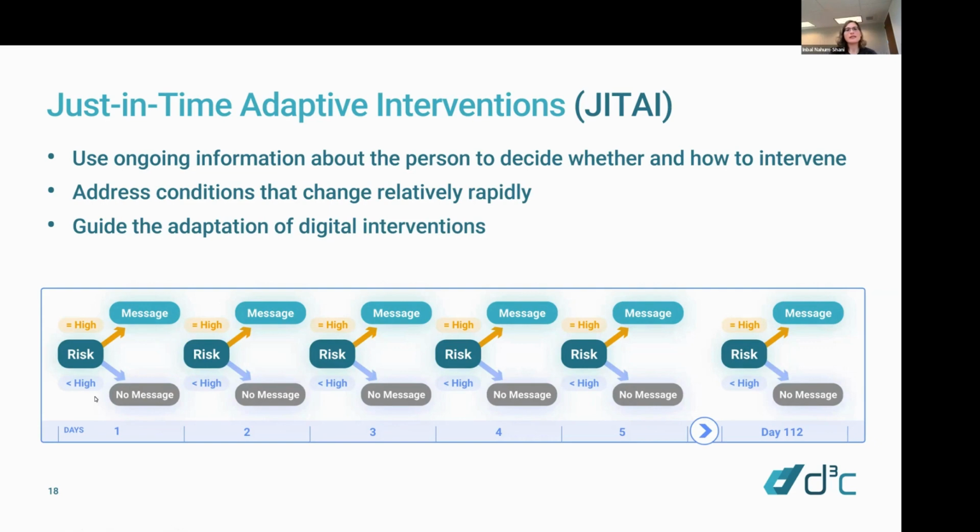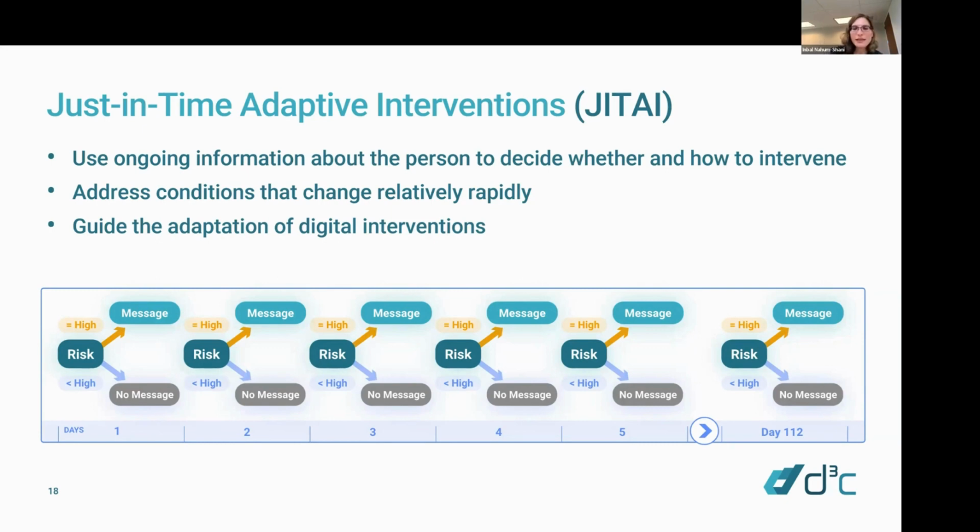So I want you to notice that there's an adaptation process here as well, because we're using dynamic information about the person's risk status to decide whether or not to trigger a message. So we're adapting the delivery of the messages, just like a standard adaptive intervention. But the difference is that here we are adapting on a much faster timescale. We adapt the intervention every day. Why? Because we're trying to address conditions that change on a daily basis. We're trying to address risk for next day substance use, which is expected to unfold on a daily basis. That's why we adapt the intervention on every given day. That's why we adapt on a fast timescale, because we're trying to address conditions that change fast.